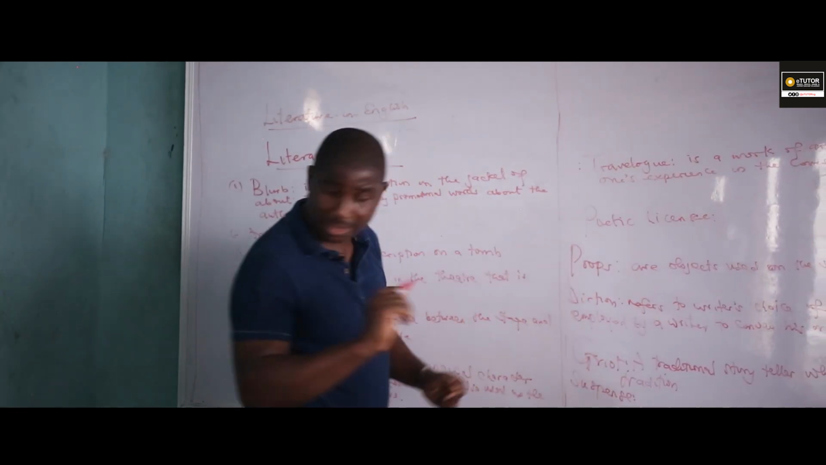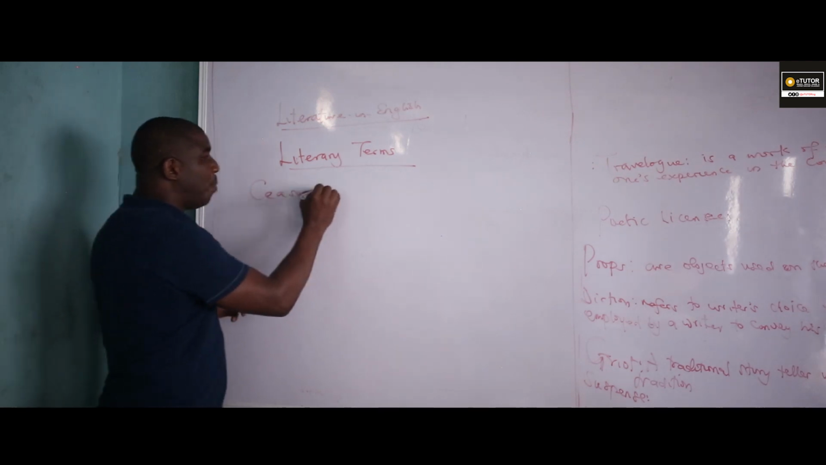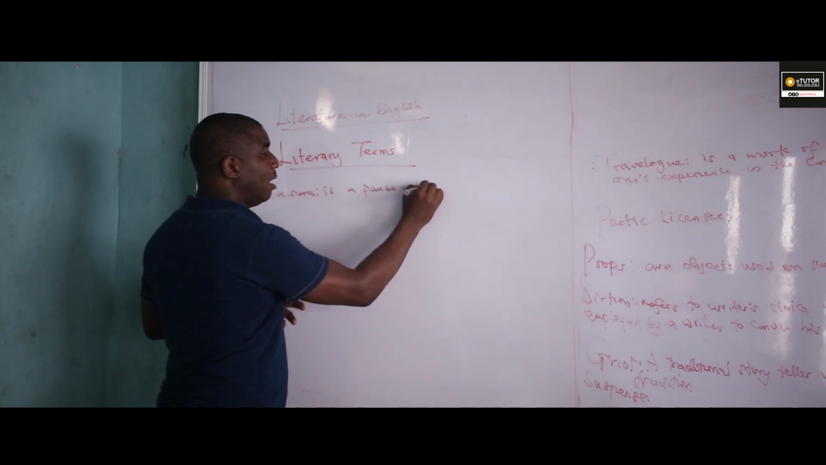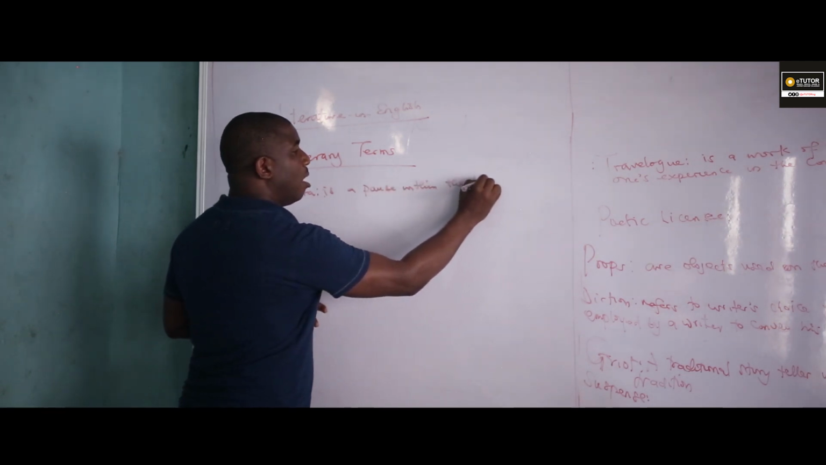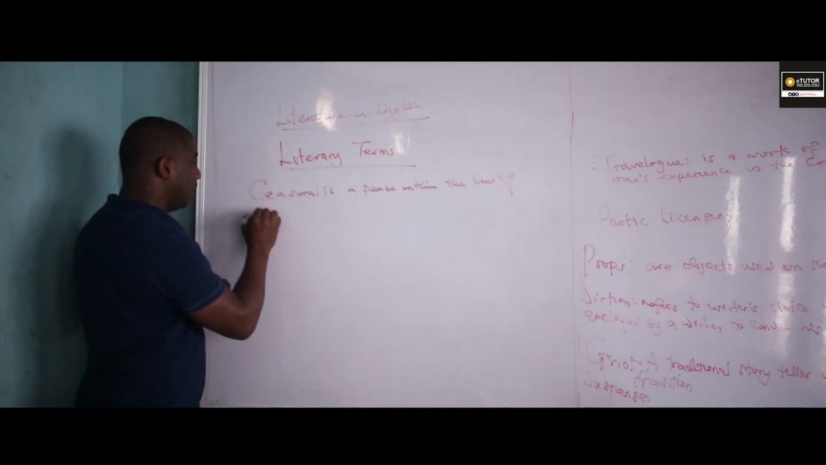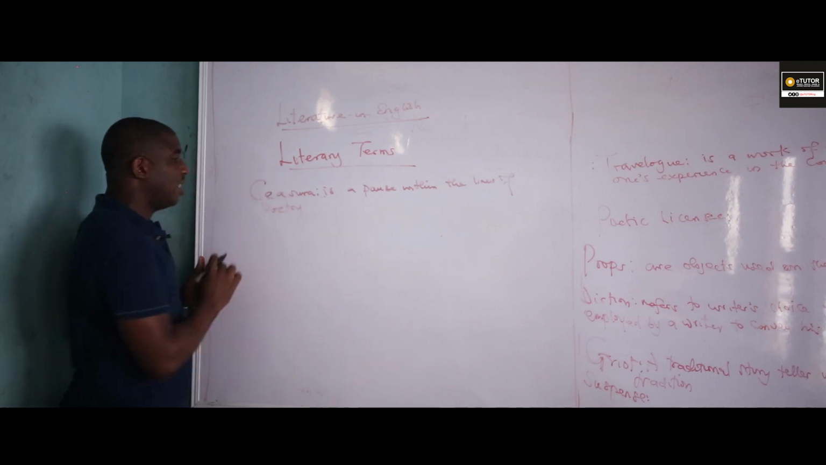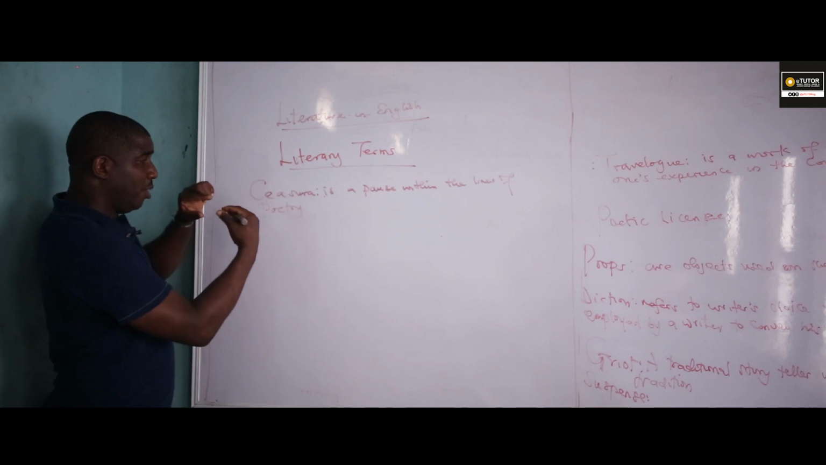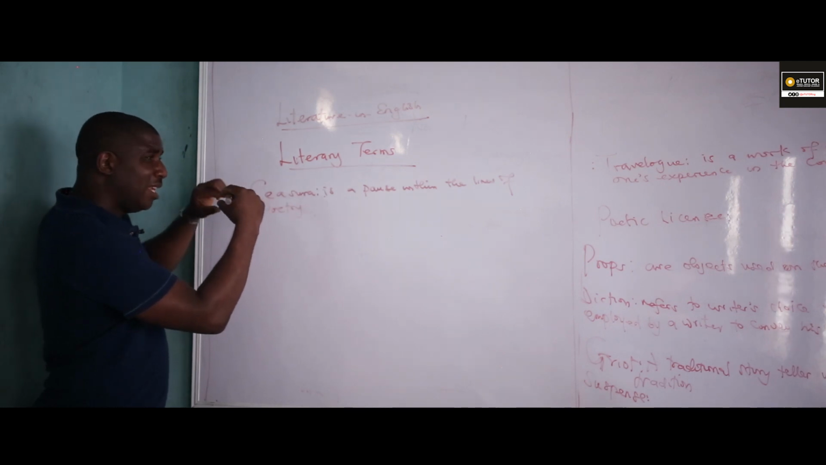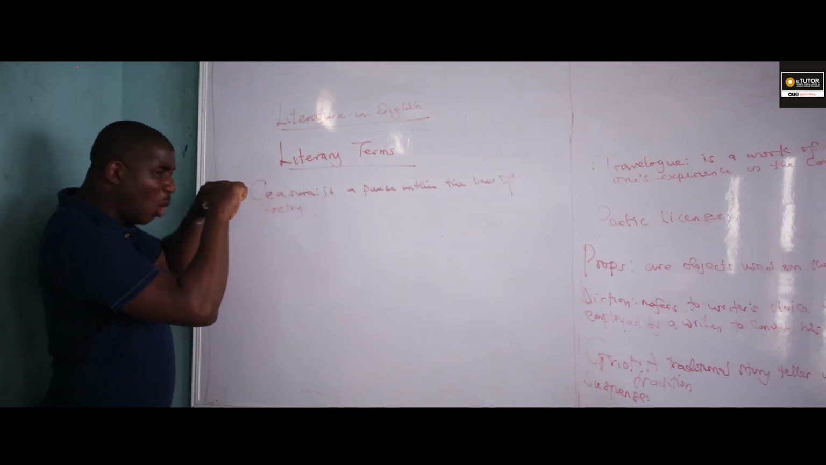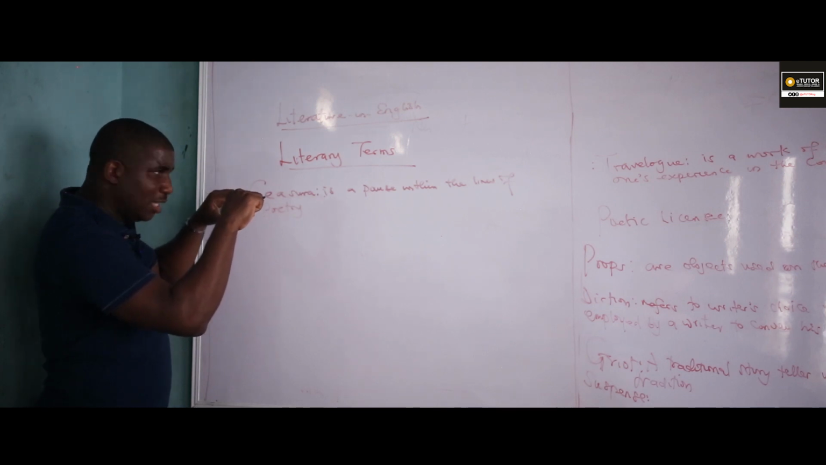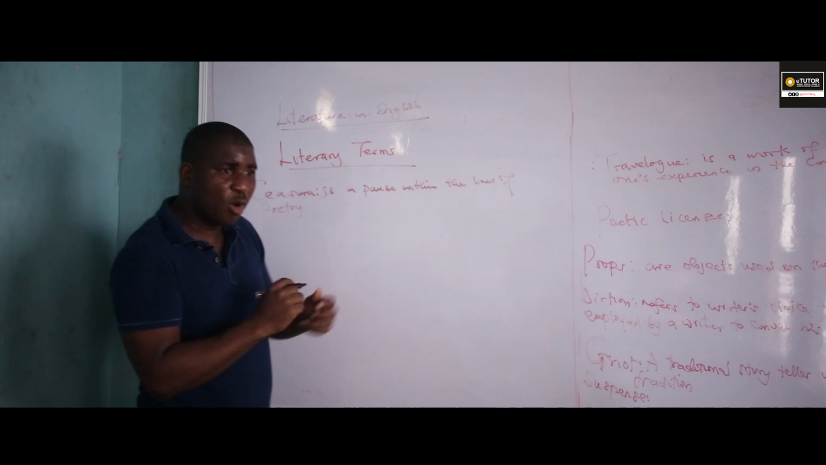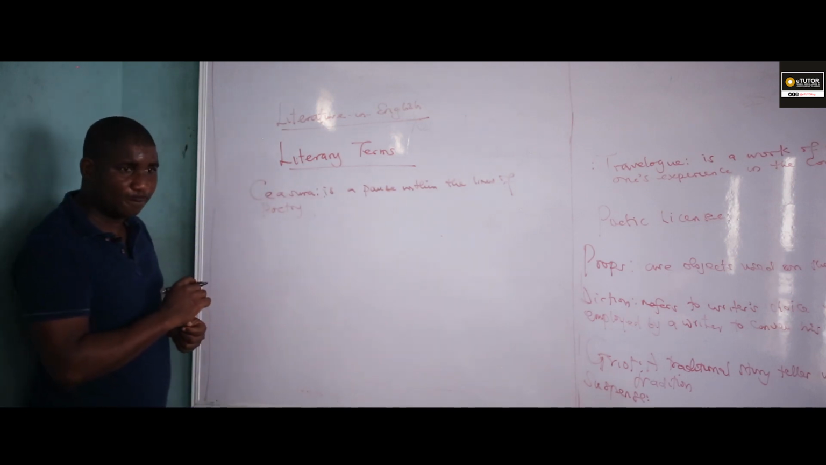Now let's move further. Caesura is a pause within the lines of poetry. Caesura is what? A pause. Sometimes you see the symbol of a full stop within the lines of poetry. So caesura is a pause within the lines of poetry. Please take notes.